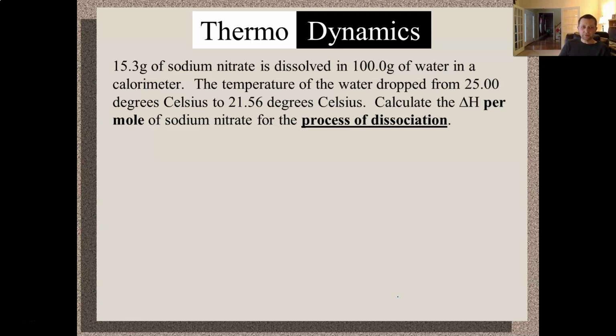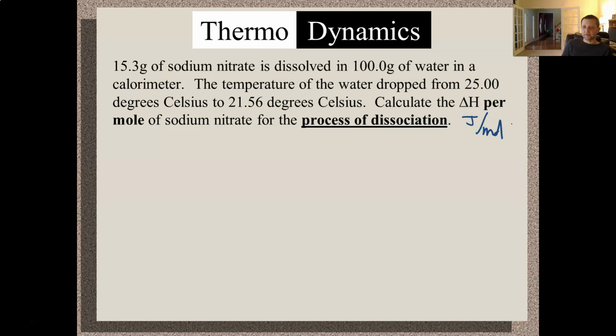Temperature of the water dropped from 25 to 21.56 Celsius. Calculate the delta H per mole. So what's the heat loss or the energy lost or gained per mole of the sodium nitrate for the process of dissociation? The first thing we need to recognize here is the delta H per mole, what the unit is going to be. That is either kilojoules or joules. Doesn't really matter, doesn't specify here. Joules per mole. That's what we want to figure out here.